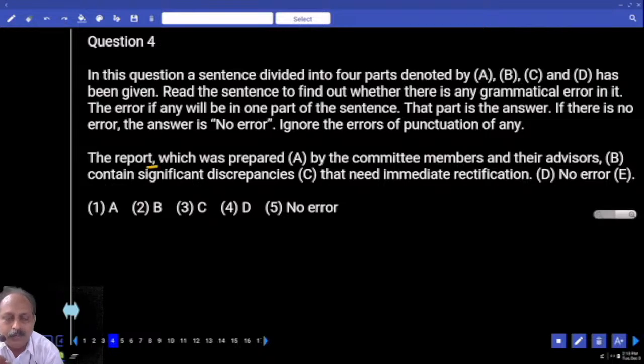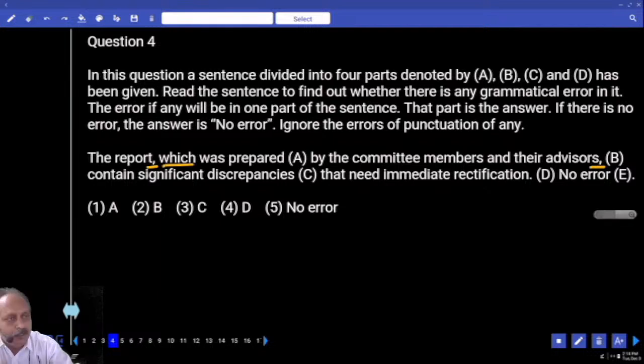Underline the comma here, underline the comma here. When do we use two commas? After the subject, we want to use a clause or a phrase. Usually a clause, we use commas.